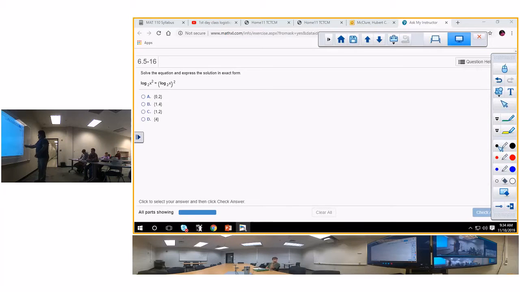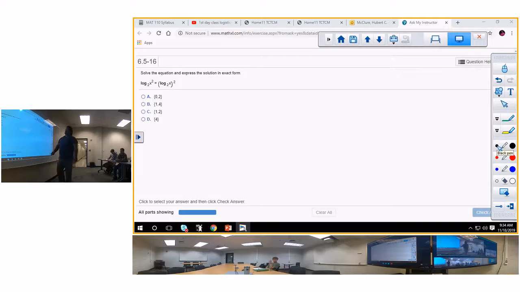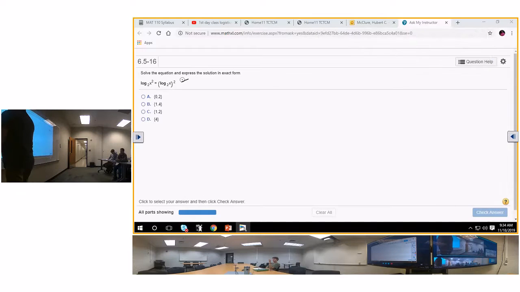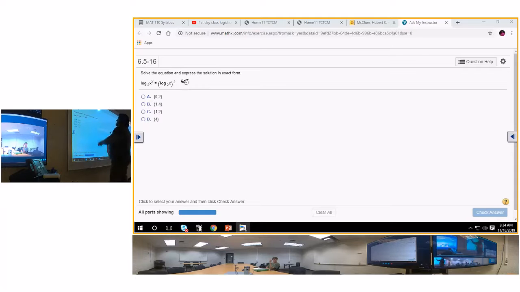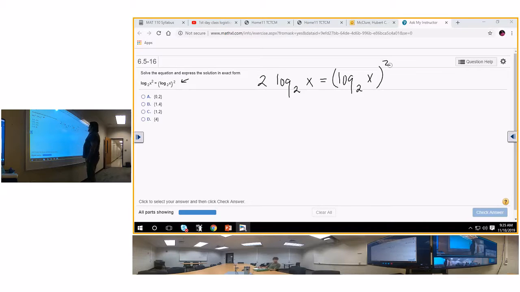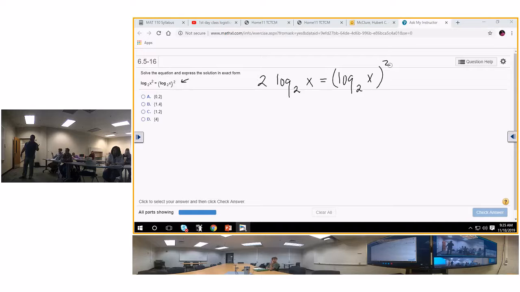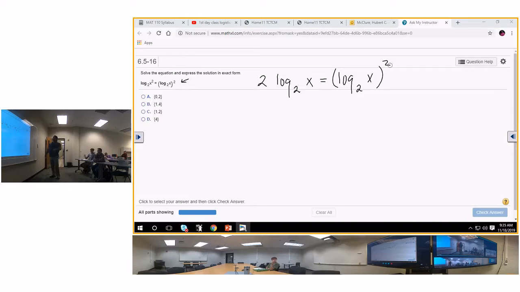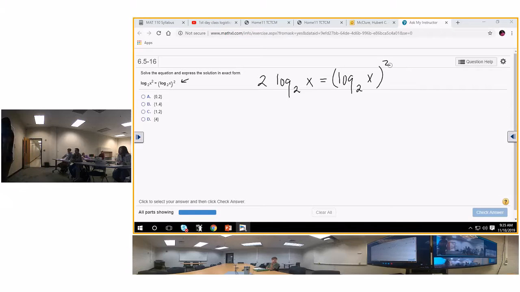Let's just play this, because we've got a different animal right here. So I'm going to just bring this 2 out, and we're going to get 2 log base 2 of x is equal to log base 2 of x raised to the second power? I divided both sides by log 2 of x. Yeah, and that would cancel out the what? So, yeah, then it equals 2 is equal to the log 2 of x. Good job.